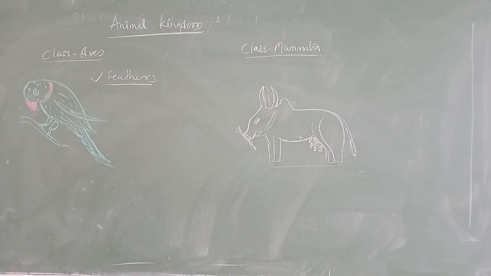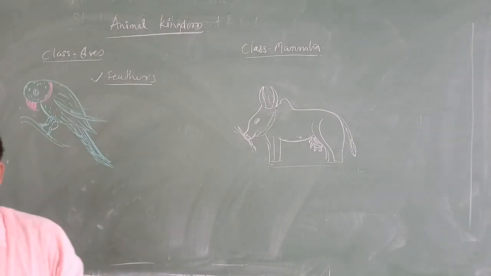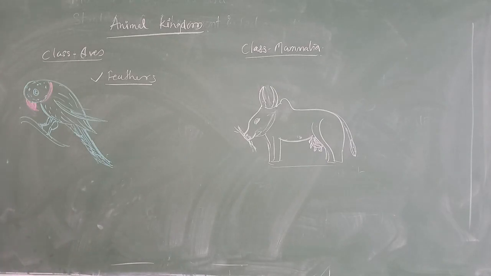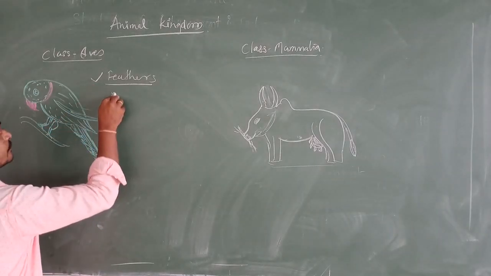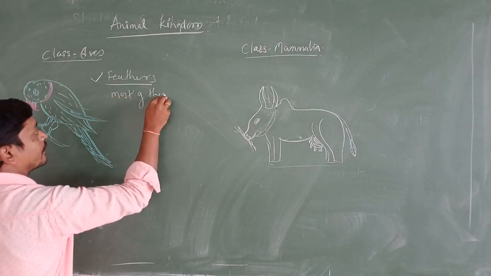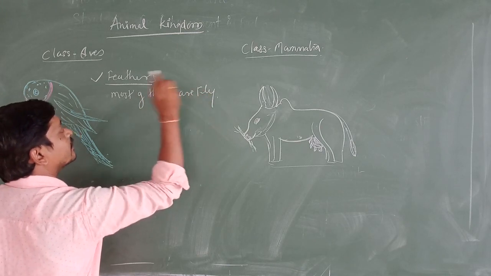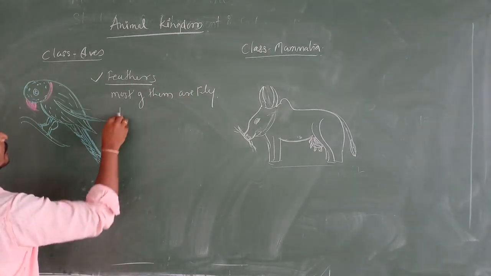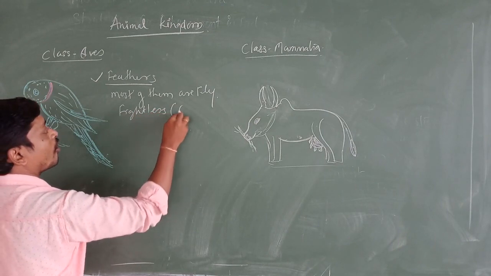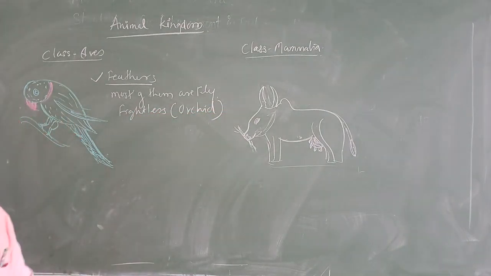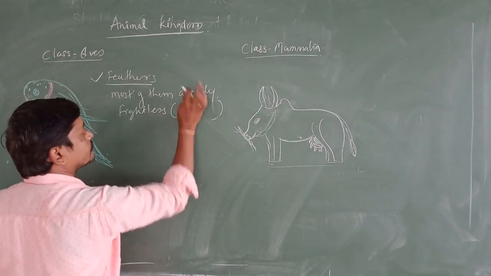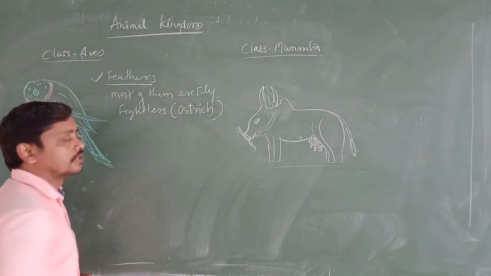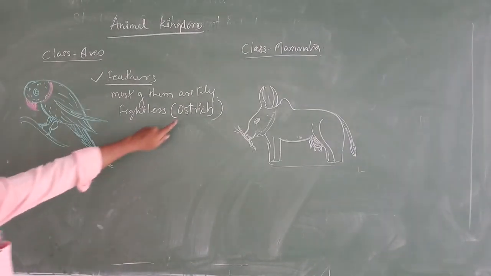Usually in class Aves, the important characteristic feature of birds is the presence of feathers, F-E-A-T-H-E-R-S. Feathers are present, and most of them can fly, and a few are flightless. An example is the ostrich. Ostrich is a bird, and it is a flightless bird.